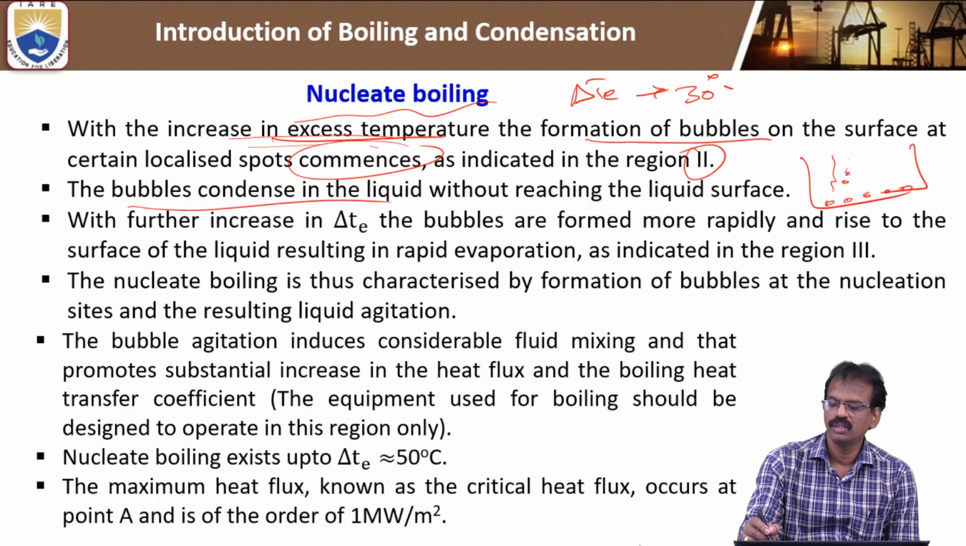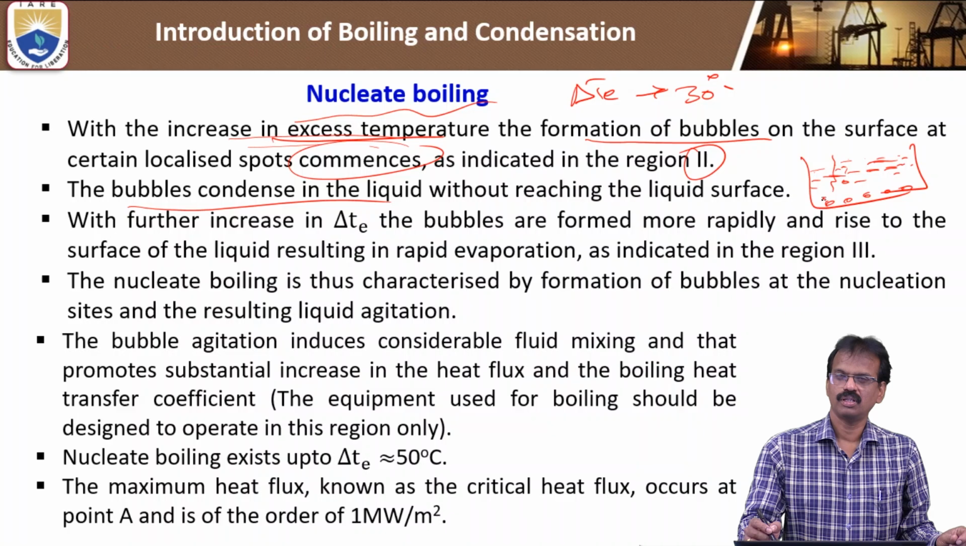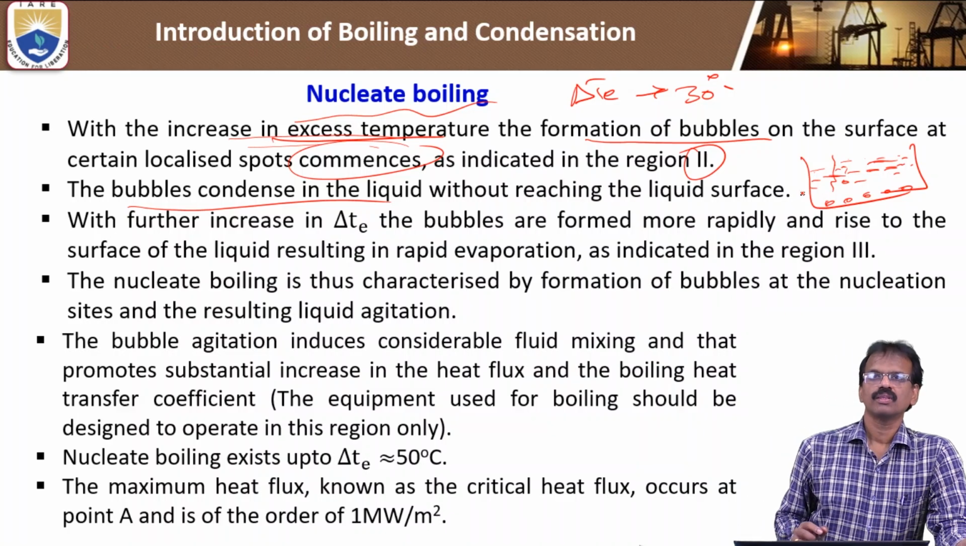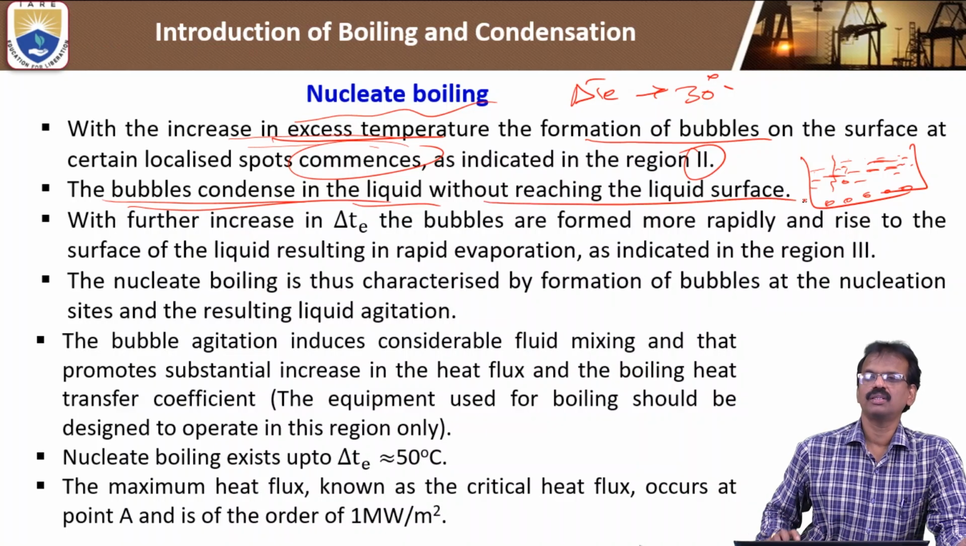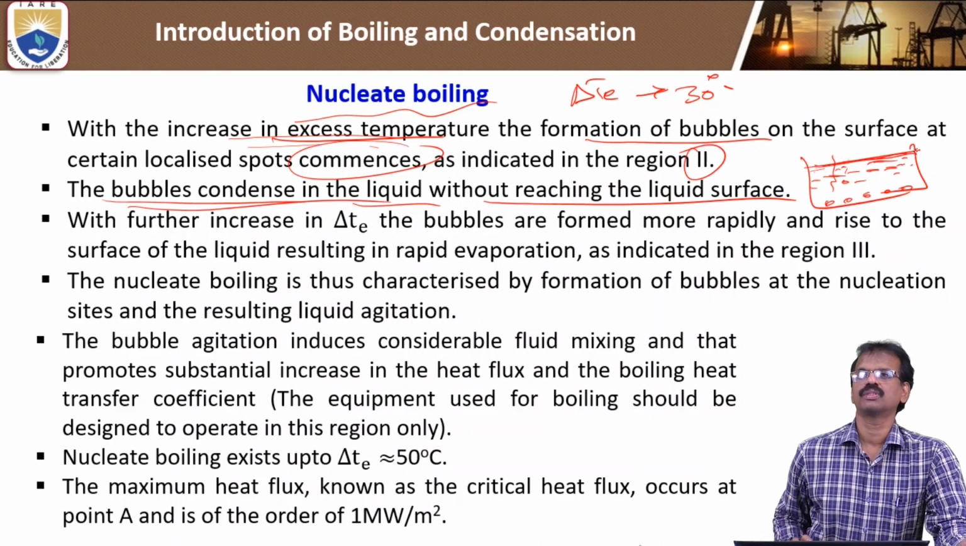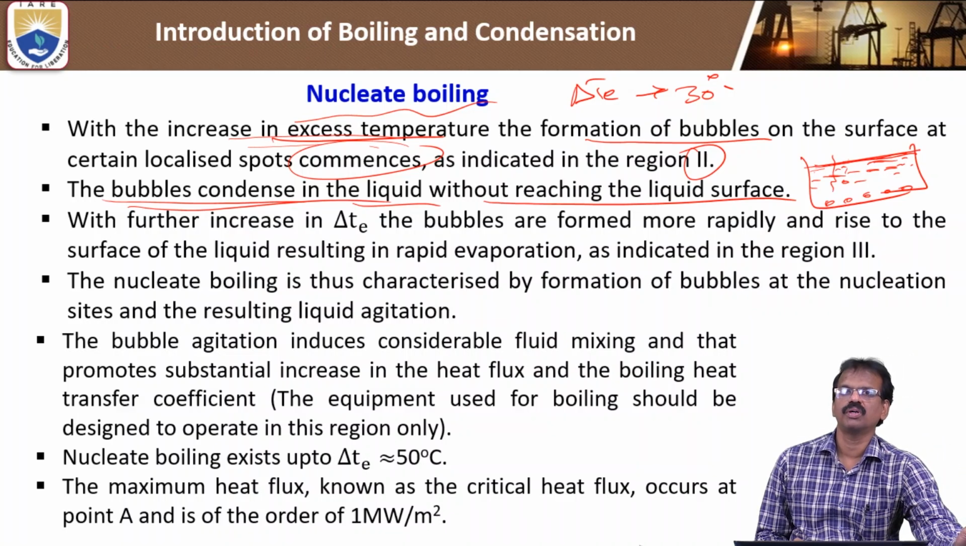When they are moving, these bubbles condense again because the water temperature away from the surface is less than the saturation temperature. So due to the lower temperature, these bubbles condense again. The bubbles condense in the liquid without reaching the liquid surface. These bubbles will not reach the top surface. So that is the initial condition of nucleate boiling.